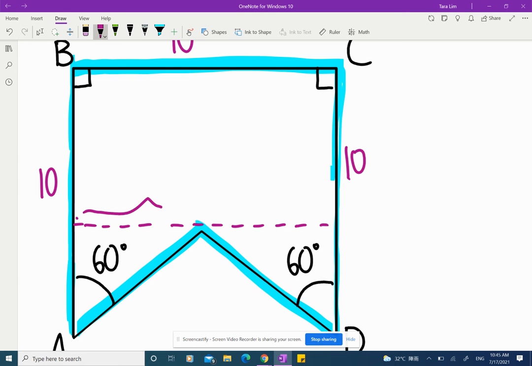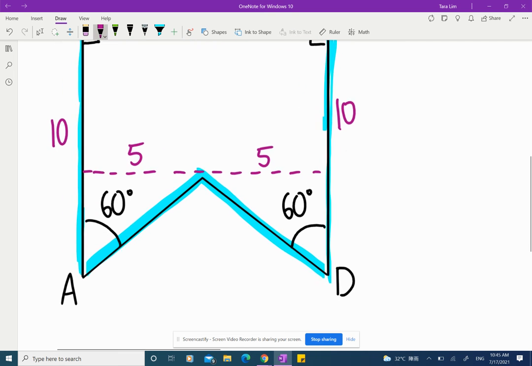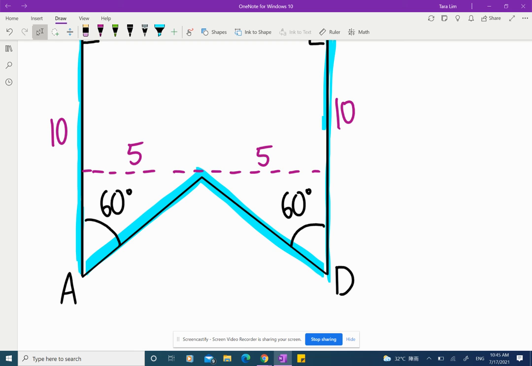So first, what is the length here? It's 5. Why? Because we know that the length here is 10, and there are two of these, so 10 divided by 2, which is half, is 5. So half of this is 5, and this is also 5 as well. And what we're trying to calculate, in order to calculate the perimeter, is this length. Let's call this length h.